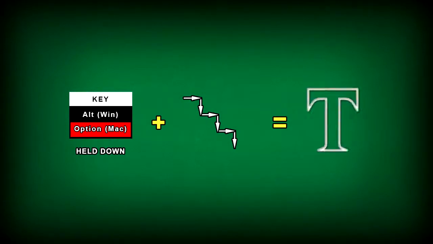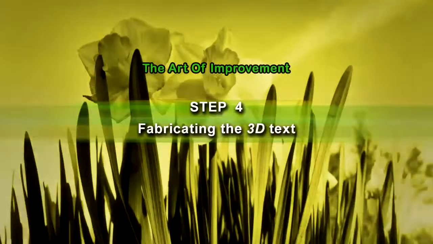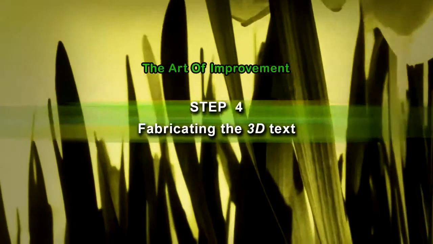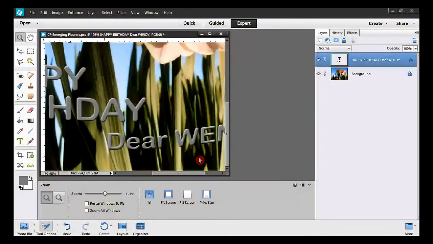Here's an example. I keep the Alt key down, or Option key for Mac users, and I hit the right arrow, down arrow, right arrow, and so on. First, you have, of course, your original text, and then you get a series of duplicates above the original text. Now let's do it.